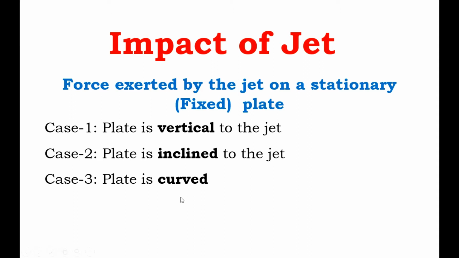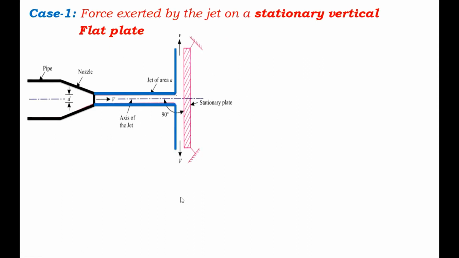Let us start with the first case, force exerted by jet on a stationary vertical flat plate. Consider a jet of water coming out of the nozzle strikes a flat vertical plate as shown in the figure. The plate is stationary and does not move even after the jet strikes it. The plate deflects the jet by 90 degrees and then the jet leaves the plate tangentially. Hence, the component of the velocity of jet v in the direction of the jet after striking will be 0.